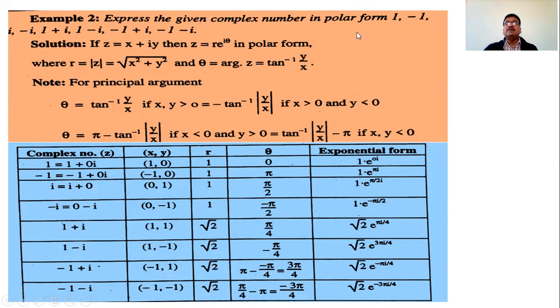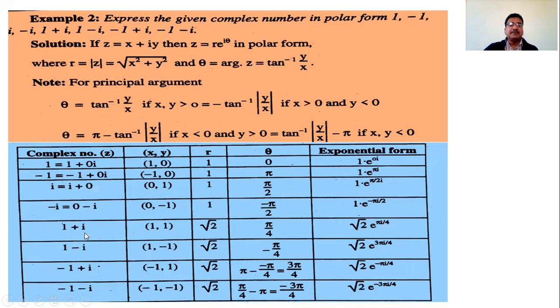So express the given complex numbers in polar form: 1 plus i, 1 minus i, minus 1 plus i, minus 1 minus i. We have to find the modulus and arguments of these numbers. So use these definitions to find the modulus, that is the value of r, using the definition root of x square plus y square. And to find the principal argument, use this definition. So what are x and y? That's dependent on the number.